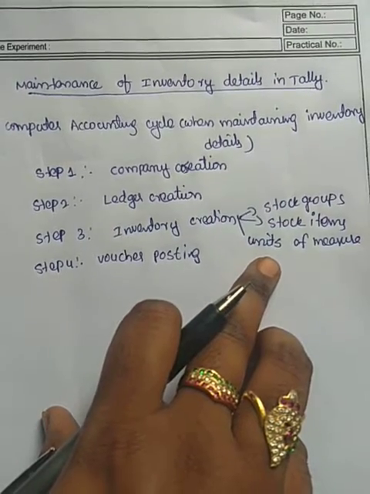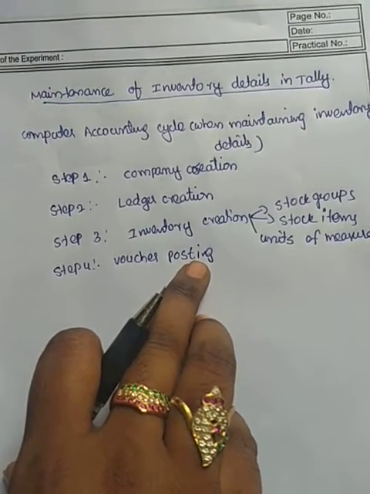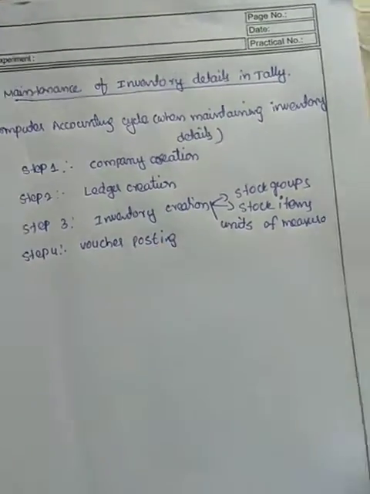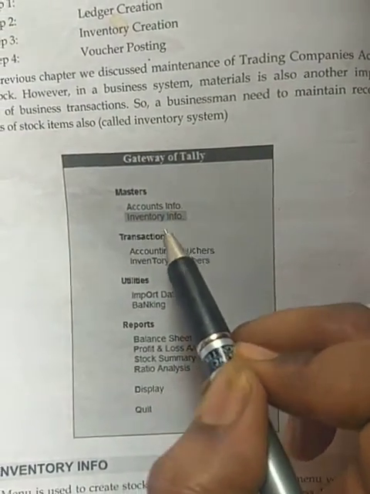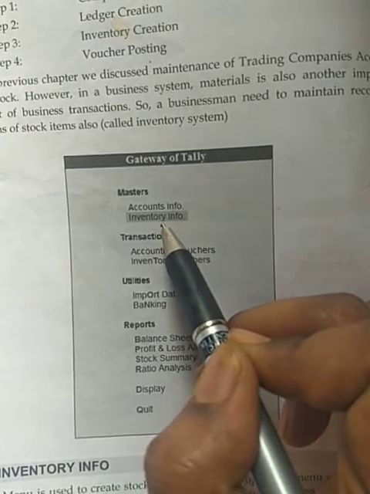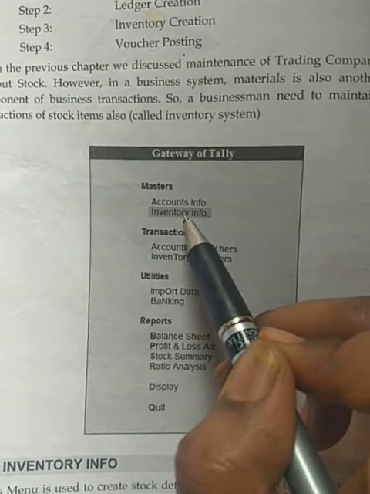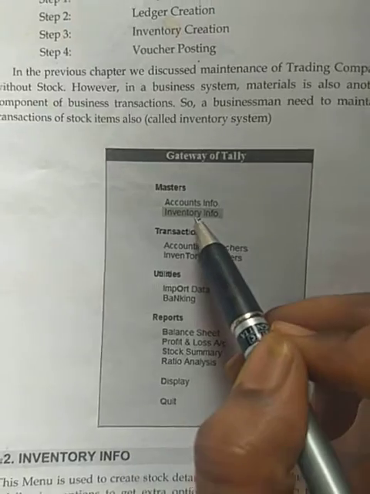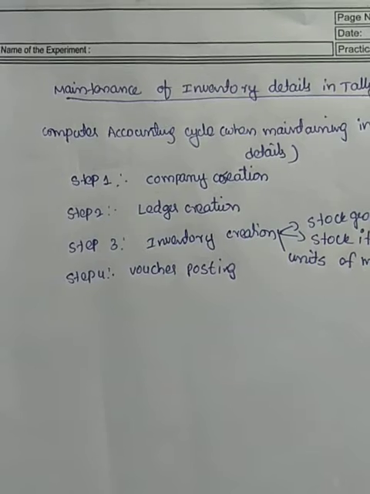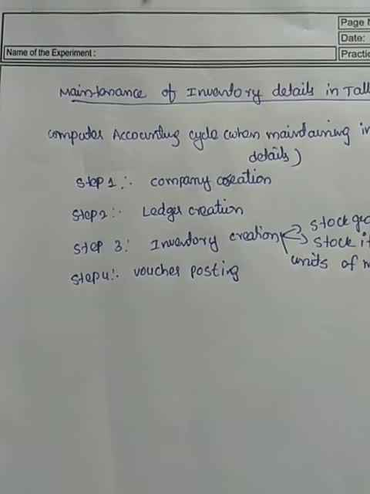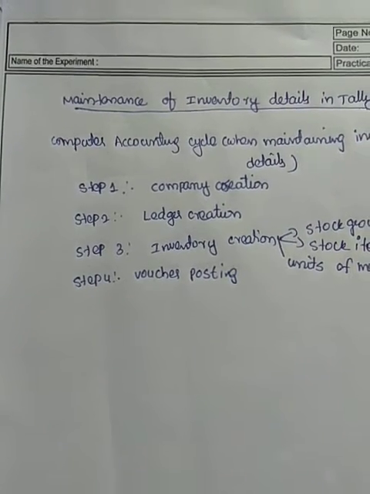Now, how to enter the inventory in the Gateway of Tally menu? First, we have to go to the Gateway of Tally menu in Tally ERP 9 software. Then go to Inventory Info and click on the Inventory Info option. This menu is used to create the stock details, and when you open this menu you get default options and can get extra options in the Inventory Info menu.